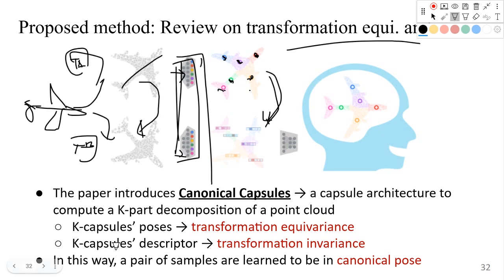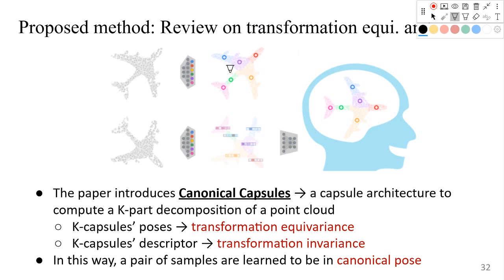And then the capsule descriptor is associated with transformation invariance. It means that no matter the pose, for example, if we have this capsule that is associated with the head of the airplane, no matter the pose of this head, we should have the same descriptor, like this and this. Their descriptor, which is the feature embedding, should be the same, no matter the pose of this airplane. So this is the review of the two properties in this canonical capsules paper.